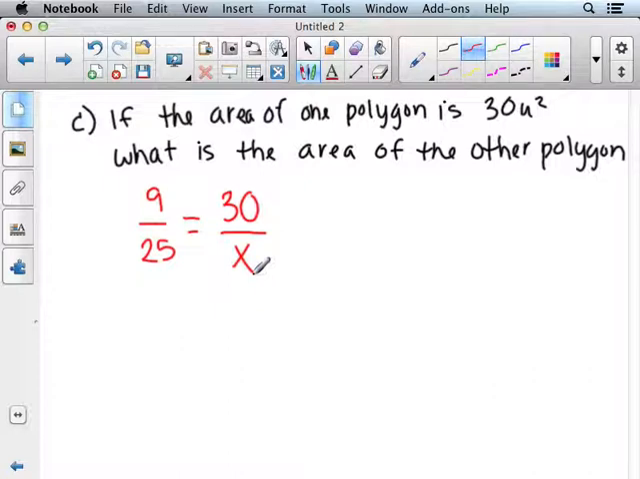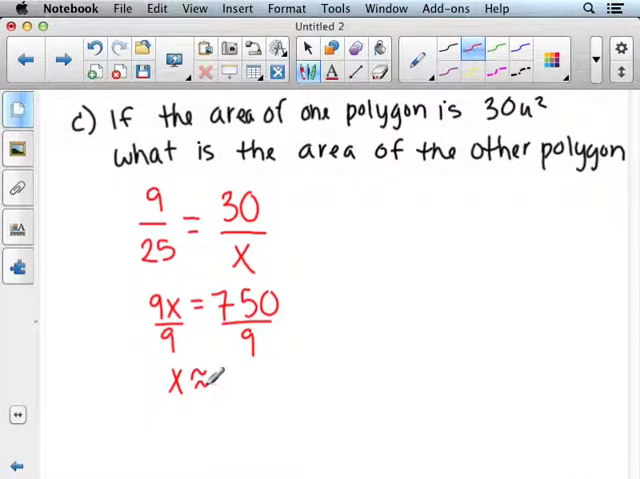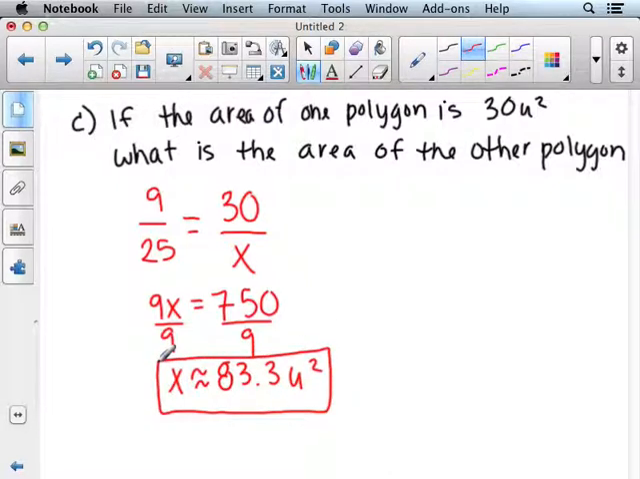So I just cross multiply and I solve. 9 times x is 9x. 30 times 25 is 750. Divide by 9 on both sides. And if I'm rounding, x is approximately 83.3 units squared. And that's it. That's as easy as it gets. So you guys should be fine with your homework now. You can get your books out and get started.